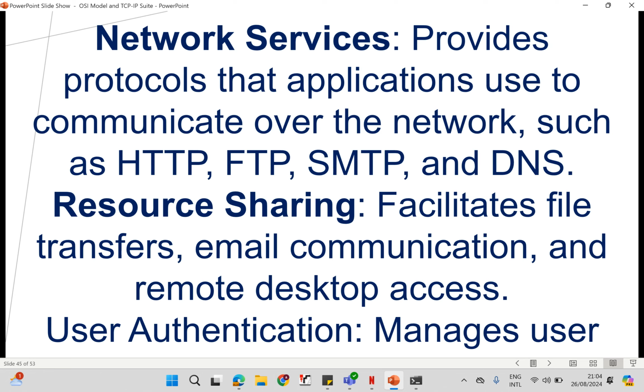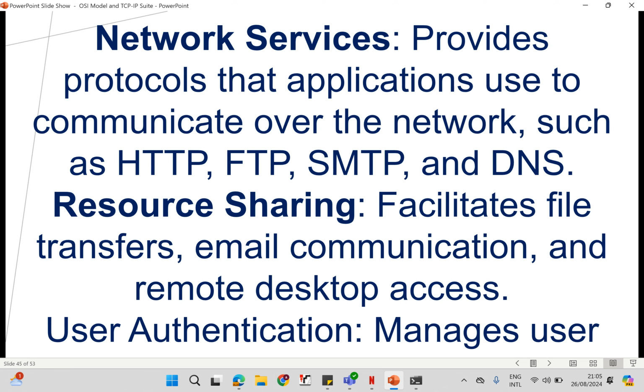SMTP, we're talking about our Simple Mail Transfer Protocol, which is what you use for your email. FTP, your File Transfer Protocol. HTTP is what all of us use to browse. You open your web browser and you can browse the internet. So layer 7 is what handles all of these protocols.